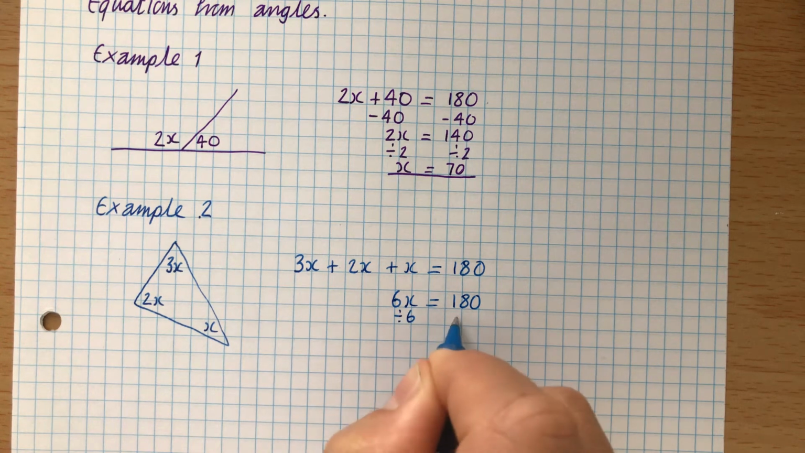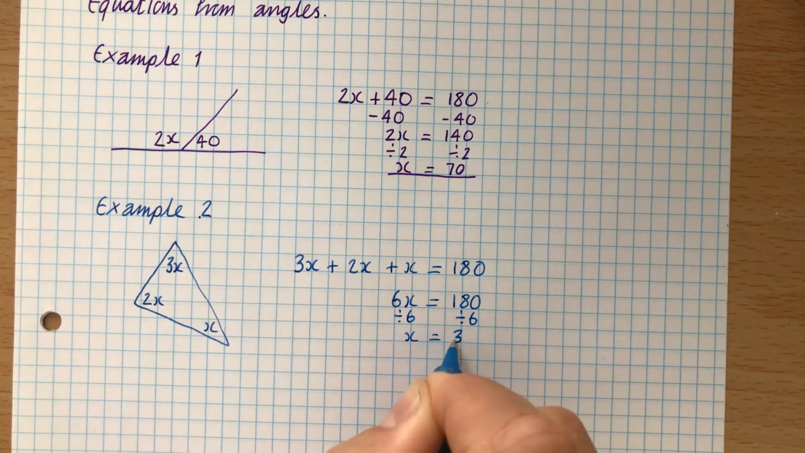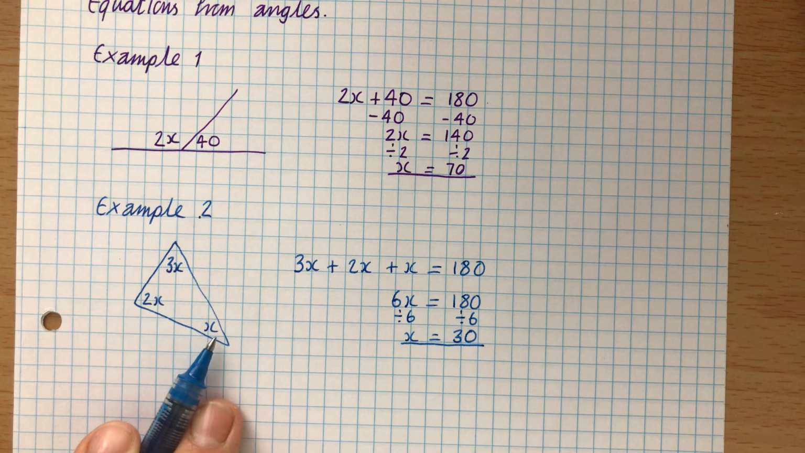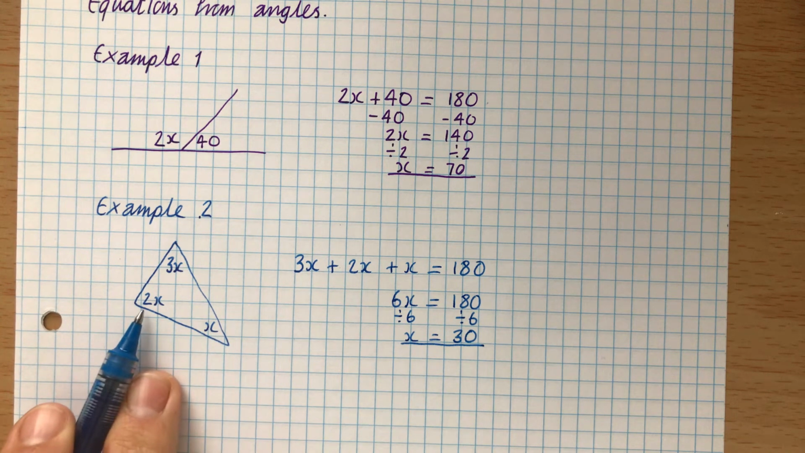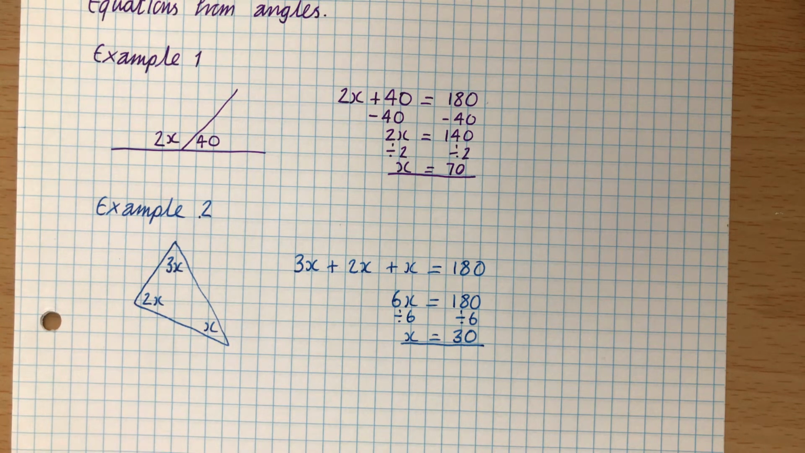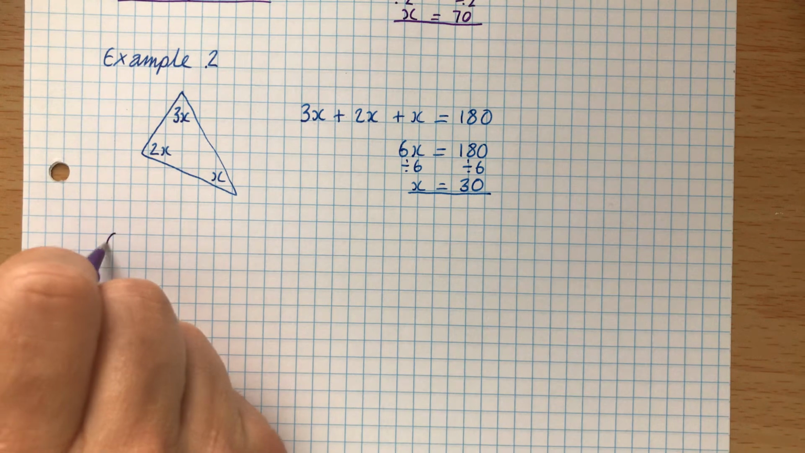Divide by 6, divide by 6, and that would be 30 degrees. Checking again, so this would be 30, this would be 60, and this would be 90. 90 plus 60 plus 30 does make 180 degrees in that triangle. Example 3.